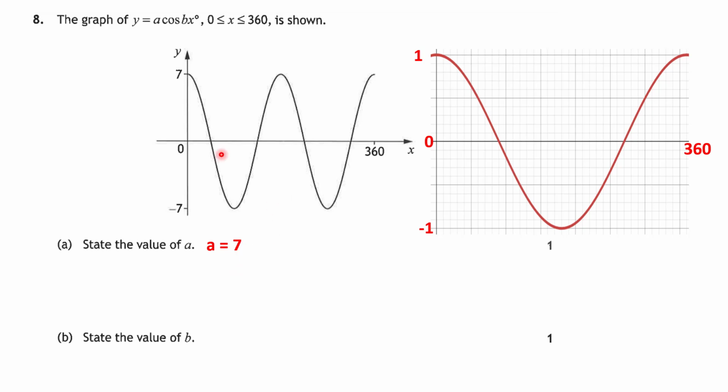Now how do we get b? Well, how many waves can I see between 0 and 360 here? Well, it's one complete wave, another complete wave, so it's 2 waves in a full turn, so this number here, b, has to be equal to 2, and that's the answer. 2 marks, 1 for each of these, and that's how you do that. Okay, next question.